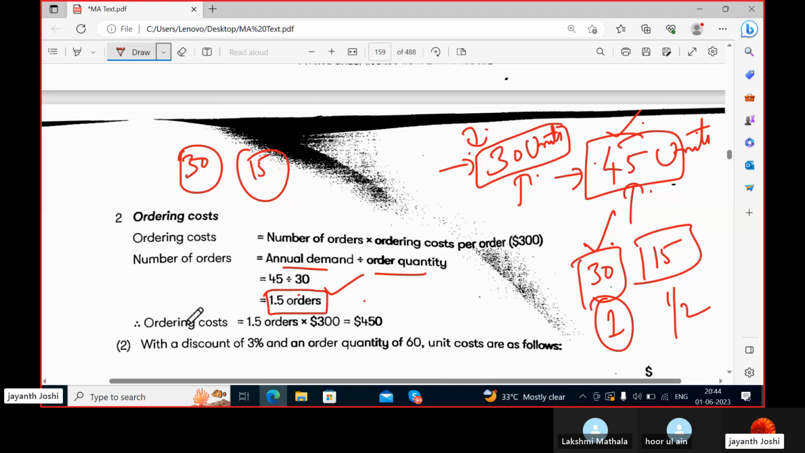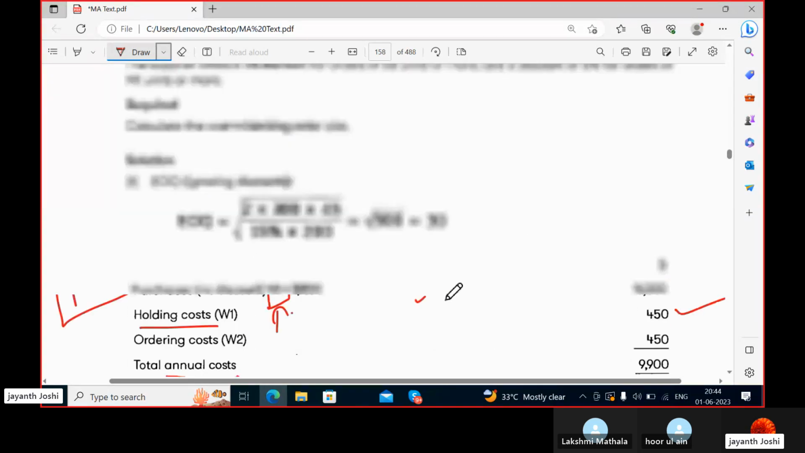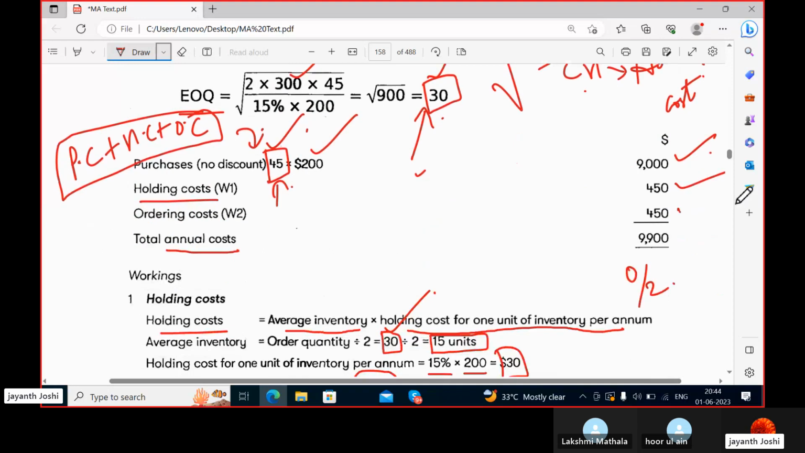Yes. Now we will multiply the number of orders by the ordering cost. So we get 450. So 450 is our ordering cost. Okay, this is your purchase cost. This is the annual demand. You will buy a total of 45 units in a year. And when you buy 45 units in a year, per unit what you are paying is $200. So this is the purchase cost.